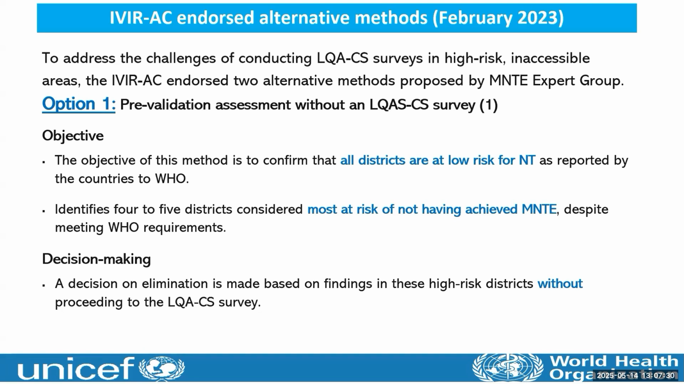So what's the objective of this? The objective of this is to confirm that all districts are at low risk for NT as reported by the country. And then it identifies 4 to 5 districts considered to be most at risk, despite the reports to WHO of having eliminated. The decision making is solely based on the findings from the high-risk districts. There will be no LQS to follow because of insecurity. In a normal setting, the gold standard, which is the LQS, first we conduct the pre-validation, and then we generate evidence that of the 4 to 5 districts visited, they have validated, but we need to verify this using the lot quality cluster sampling survey method. But in this particular case, due to insecurity, we'll just stop at the pre-validation assessment. Next slide.